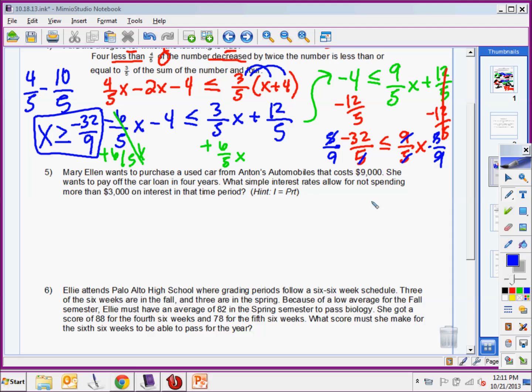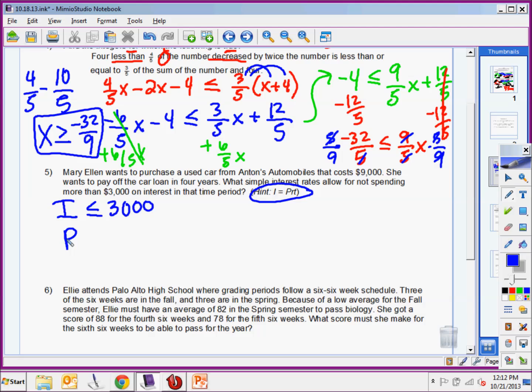This is what a simple interest rate is. I stands for interest. So she needs to figure out, does she know what her interest is? No, she's trying to find her interest. Wait, she does know. She knows how much the car costs. She doesn't want to spend more than $3,000. So her interest needs to be less than or equal to $3,000.